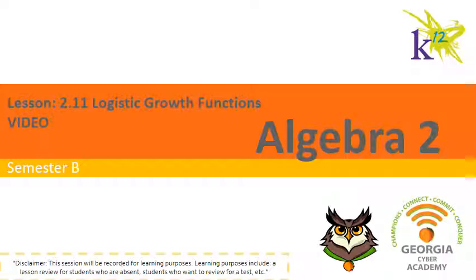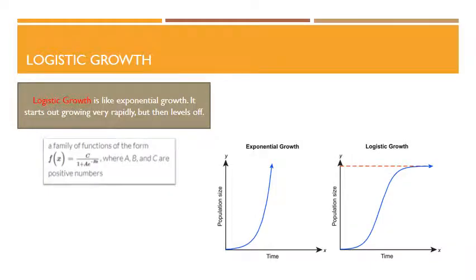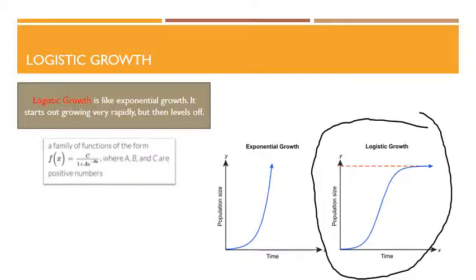So in this video, we're going to look at lesson 2.11, logistic growth functions. So what is a logistic growth? Well, it's like an exponential growth. It starts out growing like an exponential growth curve, but then it levels off. Okay, it just levels off. Now, your function is in the form of this right here.